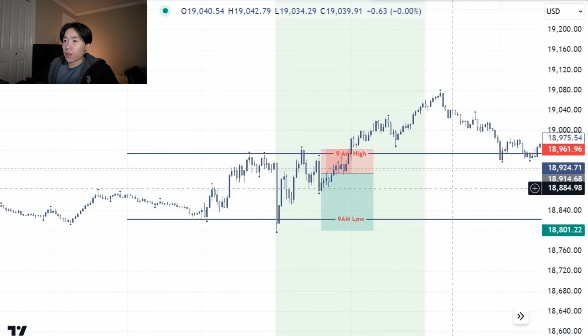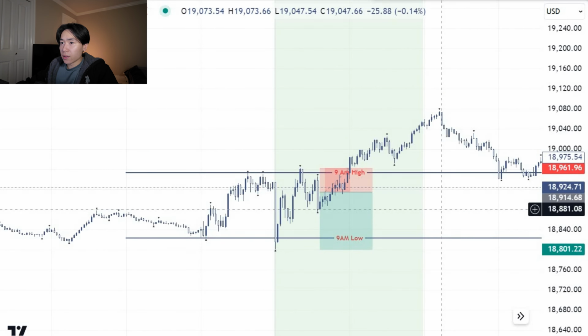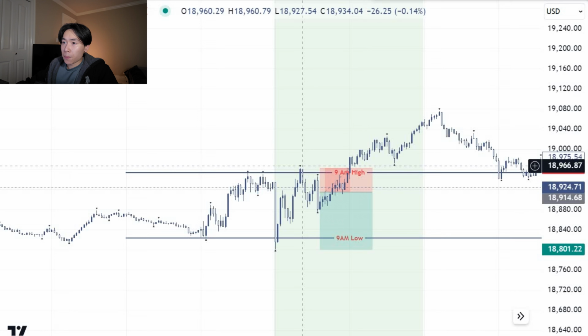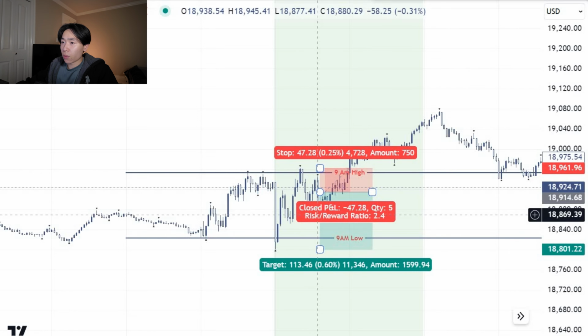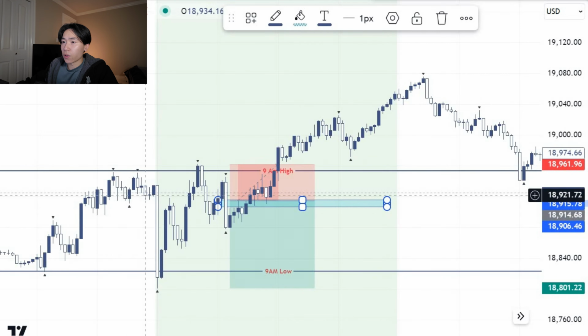Alright, so basically we're on the 1 minute time frame on NAS 100. I marked out the 9 a.m. high and the 9 a.m. low, and basically price swept up here. We made a swing low and we displaced lower, right? That's why I decided to take a short position entry on the fair value gap right over here.